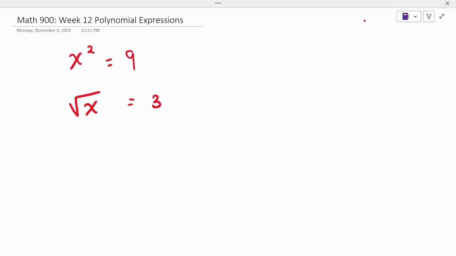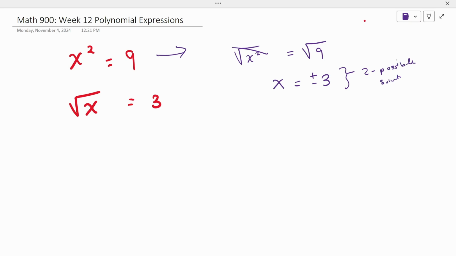And what we learned at the beginning of this particular chapter was that one way that you could solve this particular problem would be to take the square root of both sides. And if you had taken the square root of both sides, you would get x is equal to plus and minus 3, where there are two possible solutions for what your unknown number happens to be.